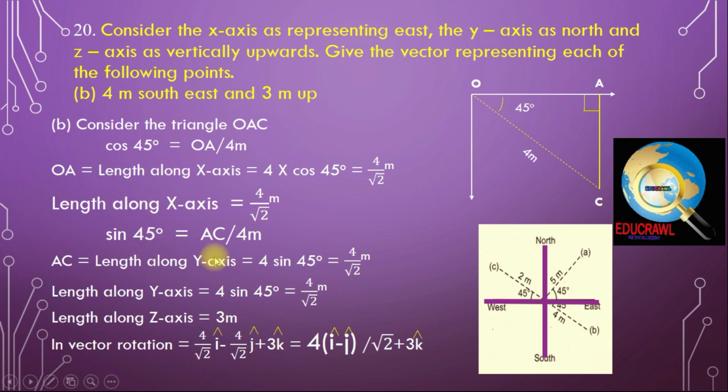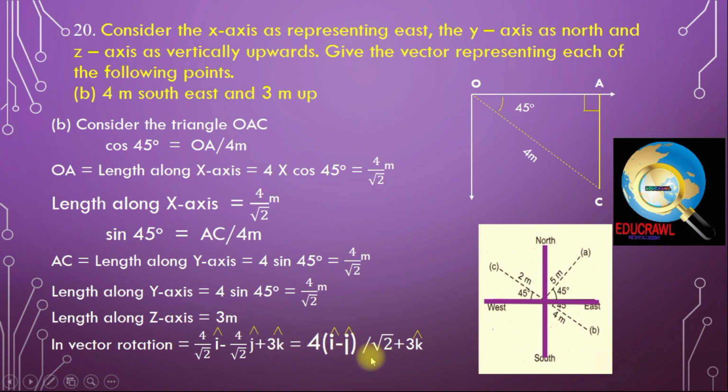Similarly, by finding sin 45 you can find the length along the y-axis, which is 4 by root 2 meter. The length along the z-axis is given in the question as 3 meter up. So 3 meter is the length of the z-axis. Combining them in vector notation you get 4 by root 2 i cap minus 4 by root 2 j cap plus 3 k cap.